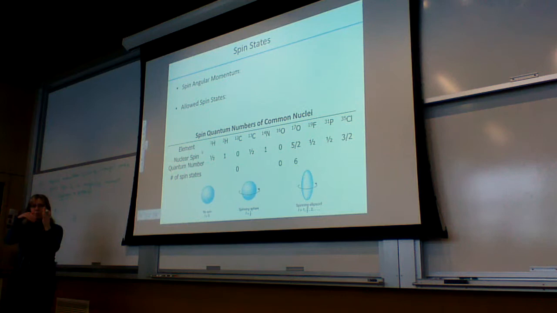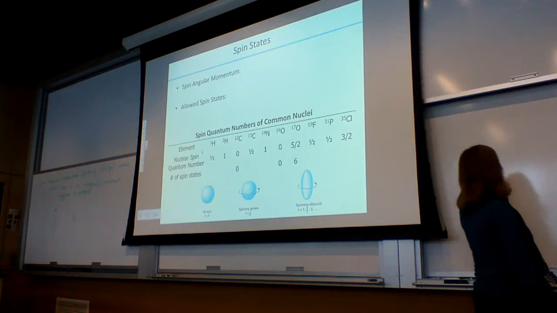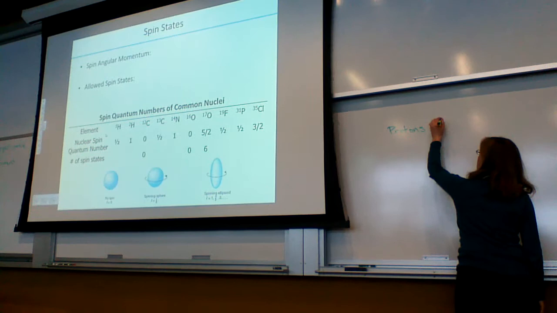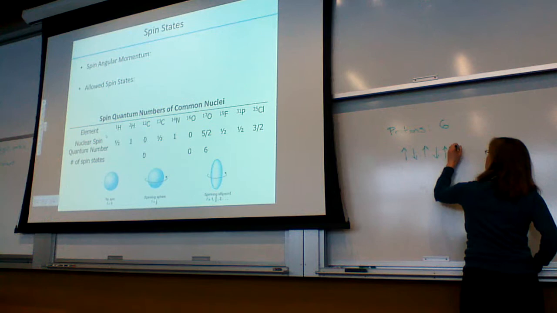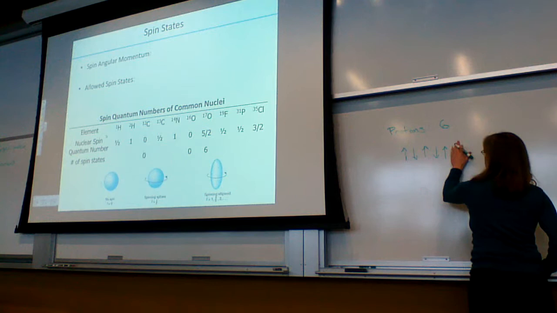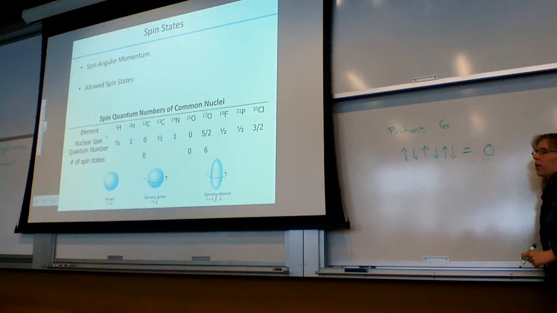Neutrons and protons are going to pair their spins the same way. If we look at carbon 12, we're going to have protons. There's going to be 6 of them, and so they are going to be paired up and down. Overall, this is going to have 0 spin or magnetic moment from all of these being paired together.